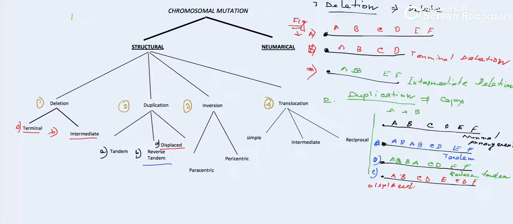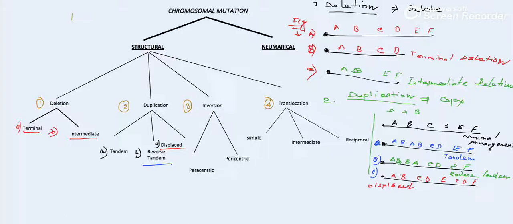So now it is clear, there are two types of structural chromosomal mutation. One is deletion. If some gene part is deleted from the end of a chromosome, that is called terminal deletion. If it is missing from the middle part, it is intermediate deletion. Similarly, duplication is nothing but the copy. If the same gene is present twice or thrice in the chromosome, which is not in a normal arrangement, this kind of structural mutation of the chromosome is known as duplication.